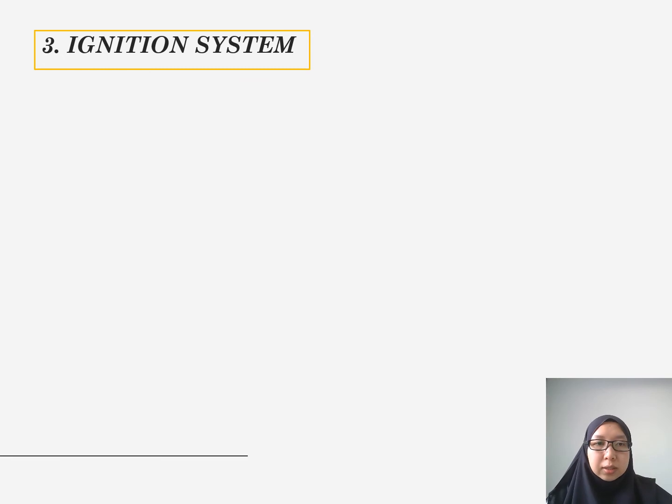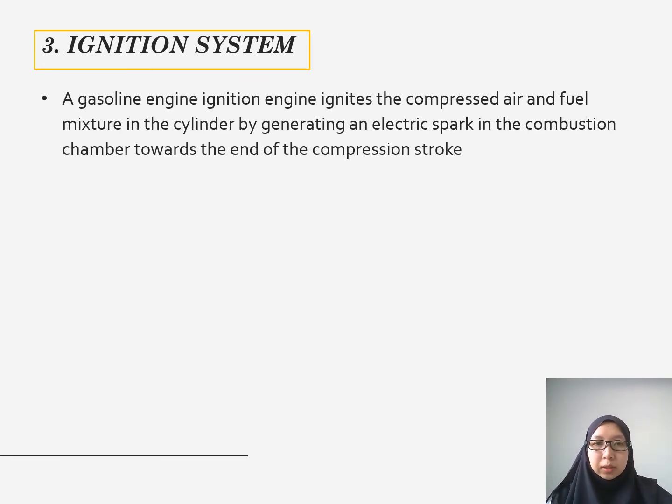So the third system is the ignition system. What is the function of the ignition system? It is to ignite the compressed air-fuel mixture in the cylinder by generating an electric spark in the combustion chamber towards the end of the compression stroke. So basically this ignition system will generate the electric sparks.